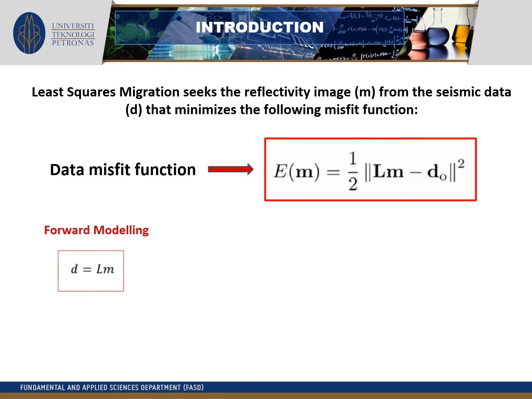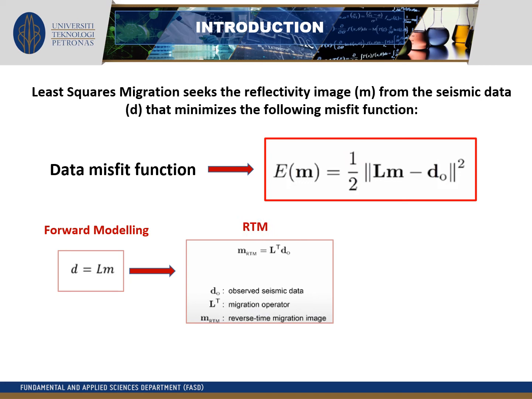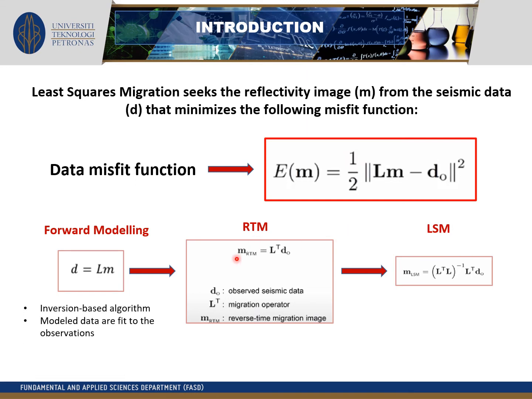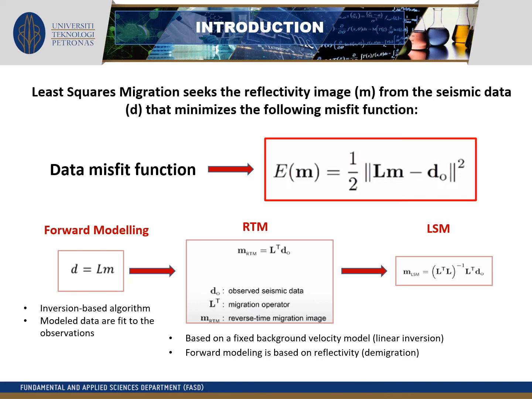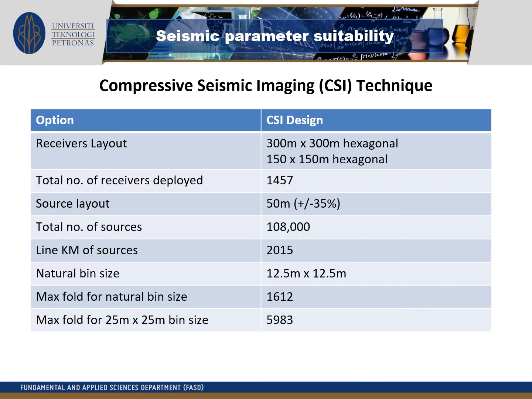This is some more explanation on LSM, where it is taken from the concept of forward modeling. And then the basic concept is the reverse time migration. And when we apply least square migration, you're actually inverting the original formula here. So it is basically an inversion. Here it's an inversion-based algorithm. The model data are fit to the observations. And RTM is based on a fixed background velocity model linear inversion. And forward modeling is based on reflectivity demigration.